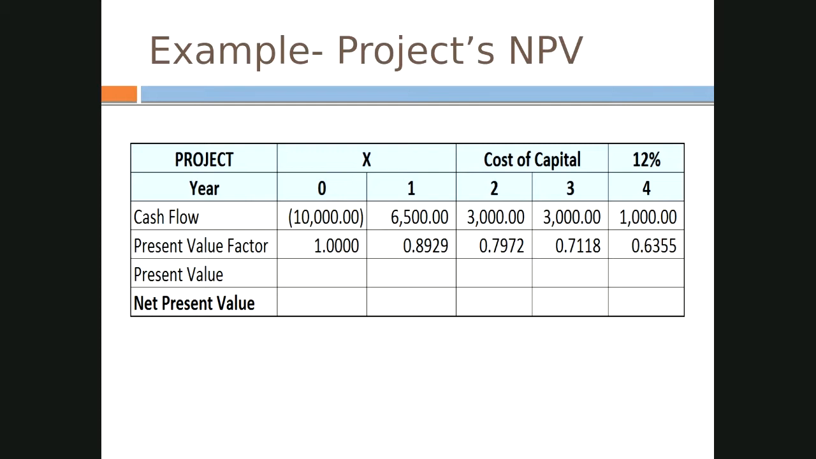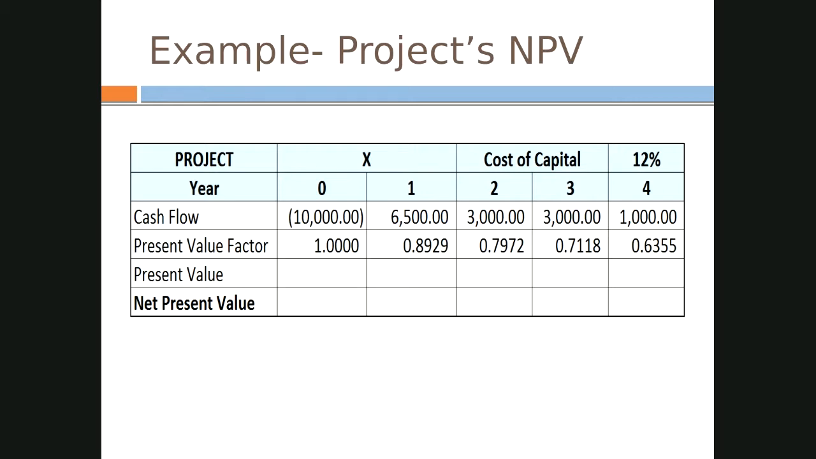So ito yun. 0.8929, 0.7972, 0.7118, and 0.6355. Siyempre, ang next step is just multiply the cash flow dito sa present value factor. So look at day 0. So ang present value factor niyan is 1.